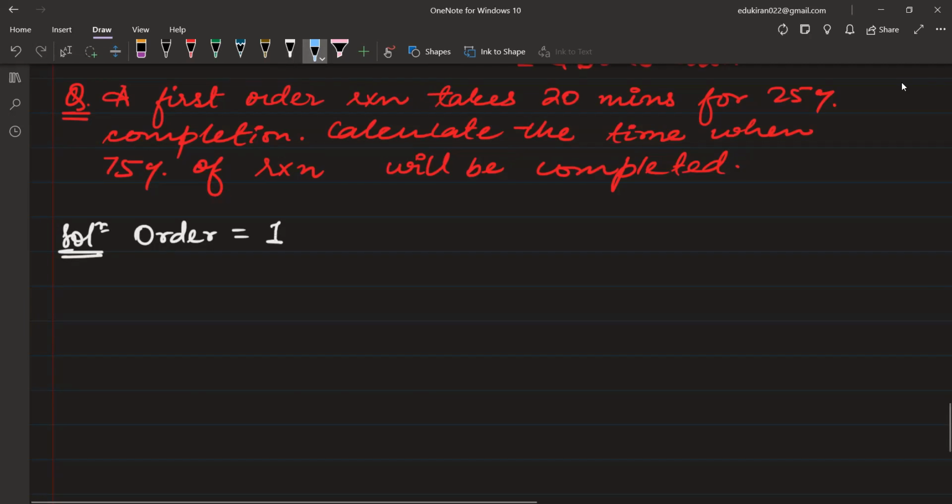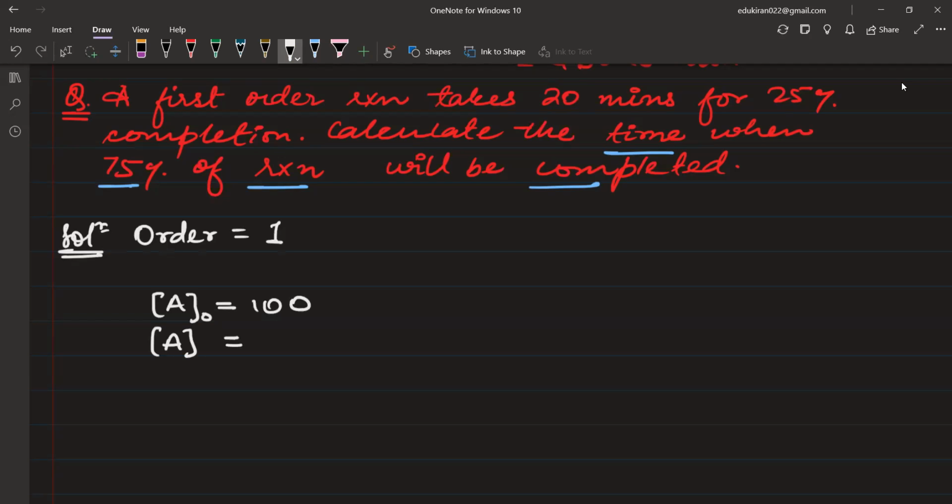And what they're asking us to calculate is the time taken when 75% of the reaction will be completed. बताइए 75%, that means A naught is equal to how much? अगर परसेंटेज दिया है तो इनिशियल को क्या लेंगे? Last question में क्या लिया था? 100, very good. And what will be the final concentration of A? इनिशियल 100 था, फाइनल कितना होगा? 25. वेरी गुड. आ रही बात समझ में सबको?